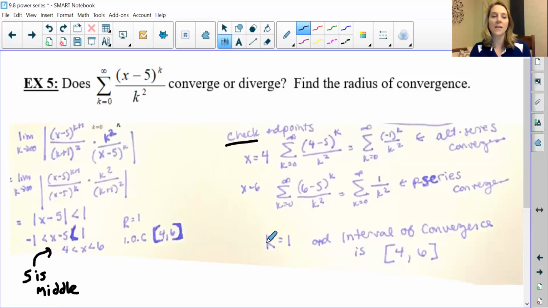So you can see the radius is 1 because 5 is right in the middle there. And then the interval of convergence is from 4 to 6, including the endpoints.